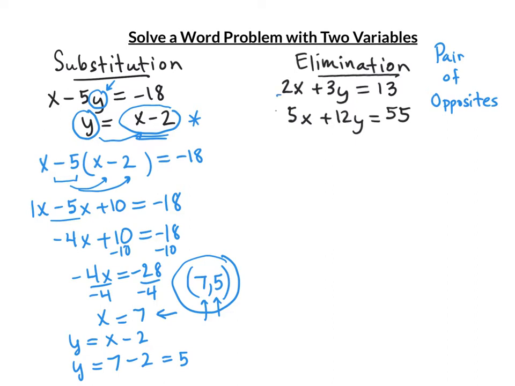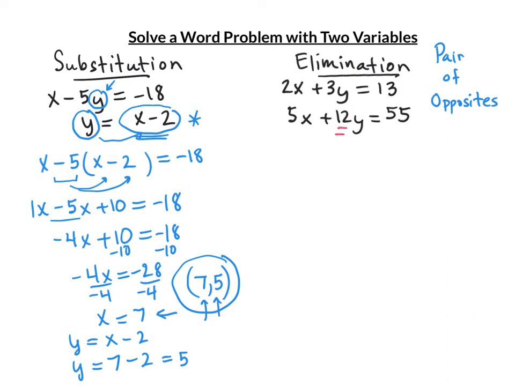2 and 5, if you did that, you'd have to make them both 10. One would be 10, one would be negative 10. For example, I could multiply this equation by 5. That would make the x 10. And I could multiply this equation by negative 2. And negative 2 times 5 would make negative 10. And then I would be able to add the two equations and the x's would drop out. That's not the way I do this one. It's going to be easier to do the y's. Let me show you.